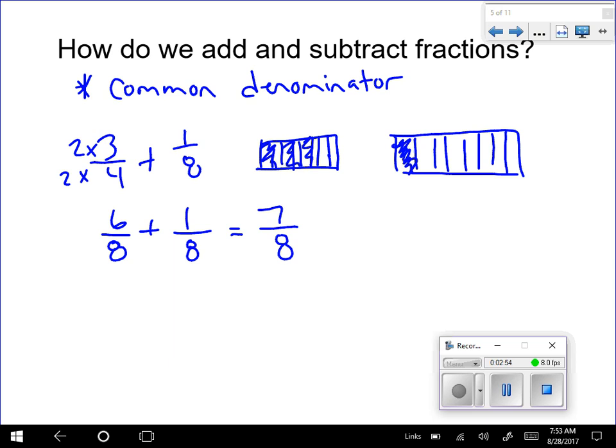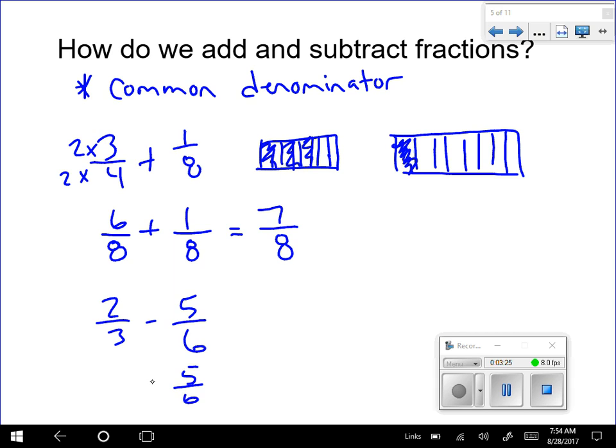So the same thing works with subtraction. We need to make sure we have a common denominator. So if we were doing a problem like 2/3 minus 5/6, we would need a common denominator. So I could draw the pictures, but I don't think we want to do that every time. So we just need to think, okay, I don't have matching denominators here. What number is a multiple of both of these numbers that I can have a common denominator with?